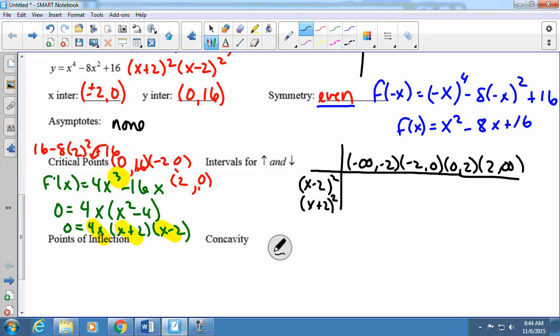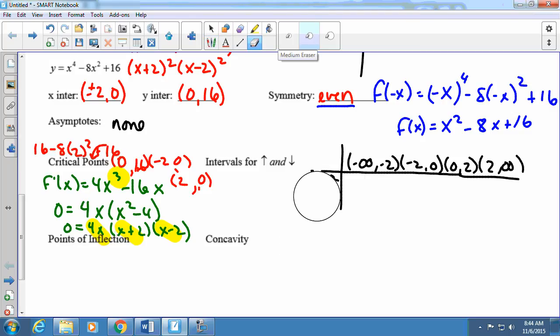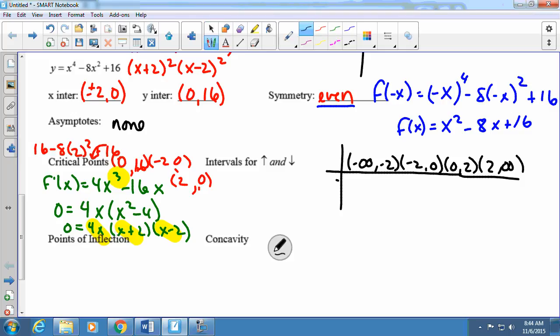Oh, do I need to put the 4x in there as well? Oh, gosh darn, what did I start putting in my table? Help me. The original function. Dang it. I was like, this isn't going to work out. So yes, I do need to put the 4x in: 4x, x minus 2, and x plus 2. Good with that?